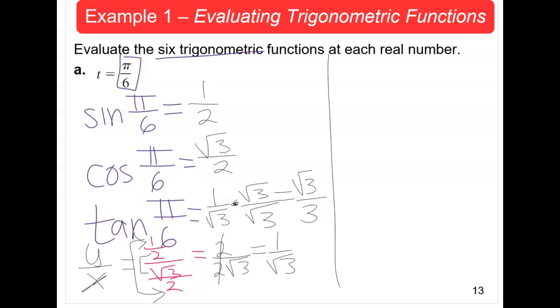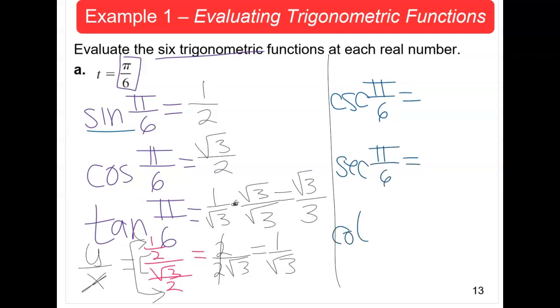Now what we're going to find is the reciprocal ones, and that will be the reciprocal of sine is cosecant. The reciprocal of cosine is secant. And the reciprocal of tangent is cotangent. So this is pretty easy because we know we're going to just interchange the x and the y. So this will be 2 over 1, or simply just 2. For secant, it will be 2 over the square root of 3.